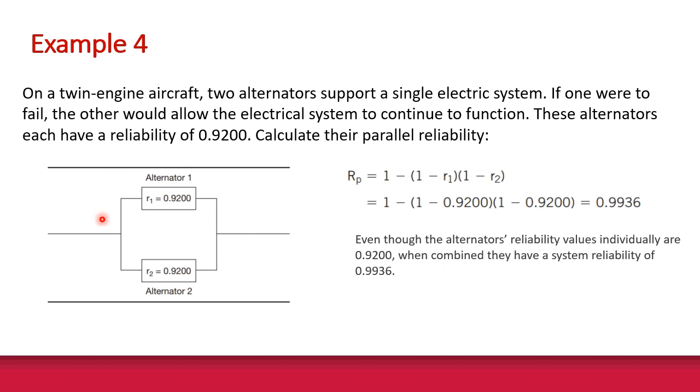So here you can see the advantage of products in systems in parallel, because even though each individual alternator has a reliability of 0.92, the overall combination has a much higher reliability.